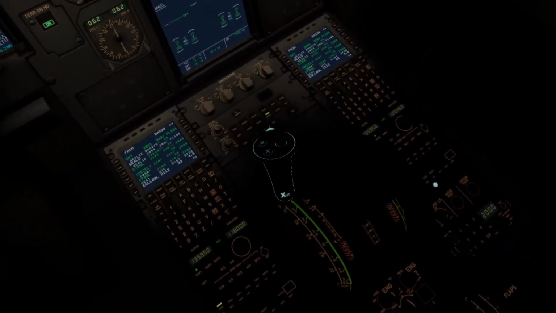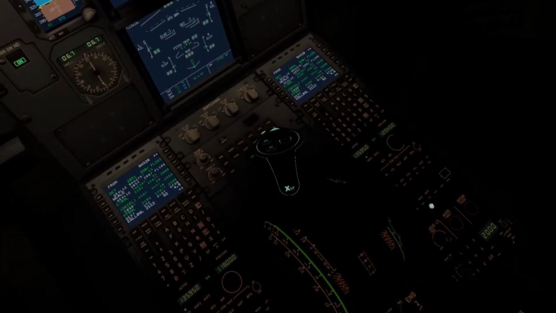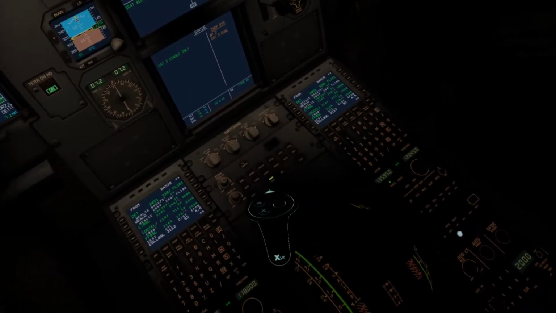So yeah, as I was resuming, this is perfectly fine. Flight control is not altered at all. Just this, which is not a major error at all, so it's alright.